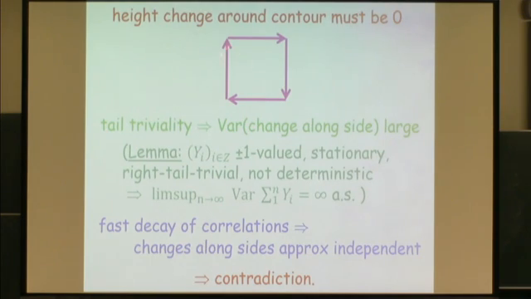Anyway, so that's what you use to get this. The variance of the change along a side is large, but on the other hand, if you have fast enough decay of correlations, then the changes along different sides are approximately independent of each other, because there's a side here and there's a side here, and most of this side is a long way away from most of this side. So you end up with a contradiction. When you go around a contour, there's no way that you can typically end up back at 0. Okay, so that's kind of how that works.